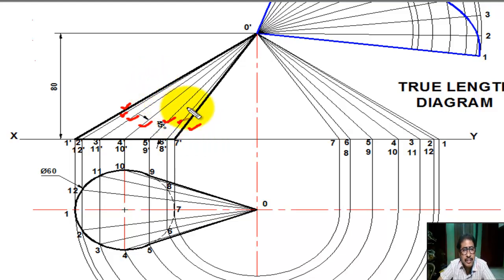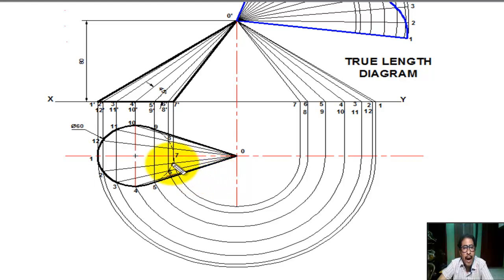But no generator in the front view and top view is true length. All these generators are not true length except 1 dash O dash and 7 dash O dash, which are true length. This generator and this generator are true length: 1 dash O dash, 7 dash O dash.